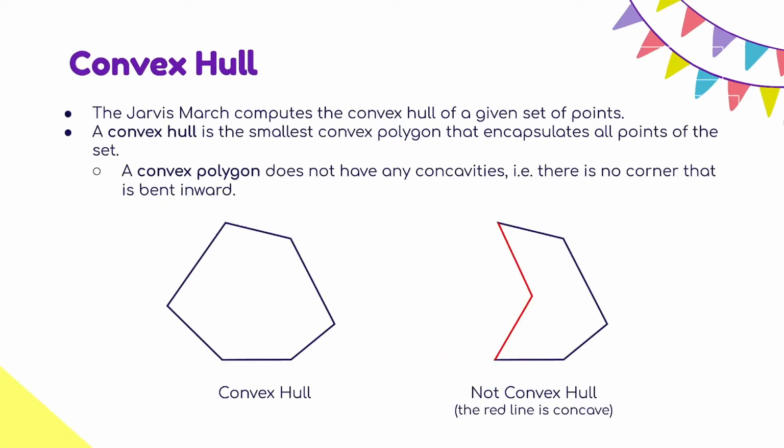So going further into the problem, what is a convex hull? The Jarvis March algorithm computes the convex hull of a given set of points, and the convex hull is the smallest convex polygon that encapsulates all the points of the set. A convex polygon does not have any concavities, and that is shown through these images. The first image is a convex hull because it has no concavities. However, the second image is not, because you see a point pointing inwards, which would be a concavity.